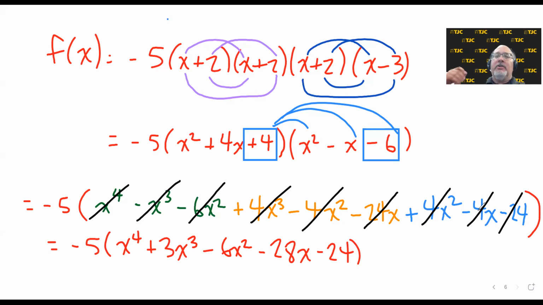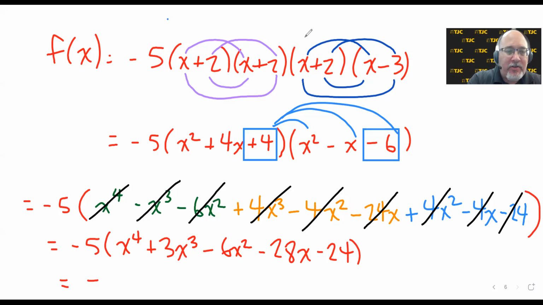Now I'm going to distribute the 5. I didn't distribute the 5 at the beginning because it makes numbers larger early on, and then I have to do more math with the larger numbers. I'd rather save the negative 5 for the end to make the numbers larger at the very last moment. Okay, just distribute the negative 5.